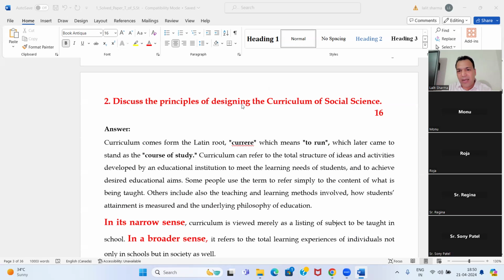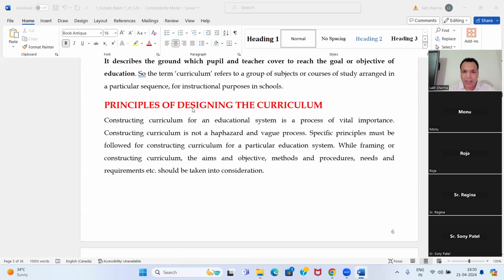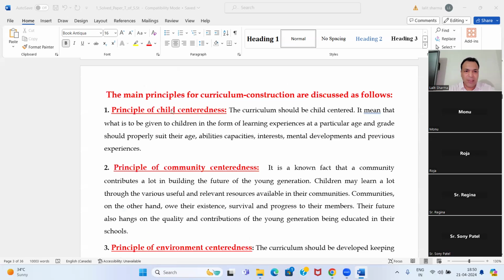And see, the principles of designing the curriculum construction, the same 10 points will come, which we discussed in the common class, when I took the lecture on curriculum construction. So first you have to define the curriculum. Then the principles of designing the curriculum. The first is the principle of child centeredness.